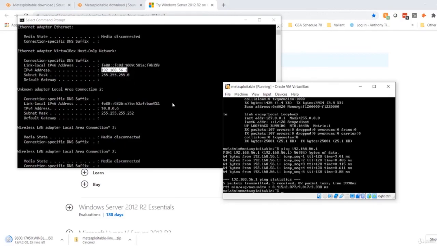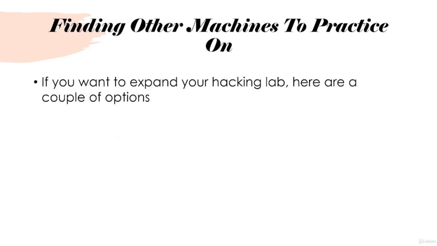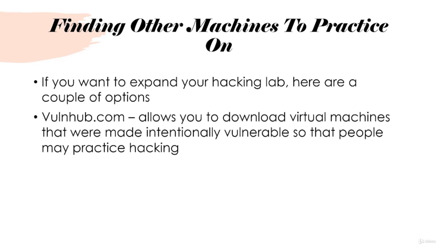That's awesome. Just for your reference, I want to let you know where you can find other machines to practice on. We're going to talk about this a little bit at the end of the course as well, but I wanted to offer this right now if you want to expand your hacking lab to test on some things as you learn. Here are a couple of options of where you can get virtual machines to test on. vulnhub.com allows you to download virtual machines that were intentionally made vulnerable so that you can practice hacking. I will warn you that some of them are extremely hard, so be careful.